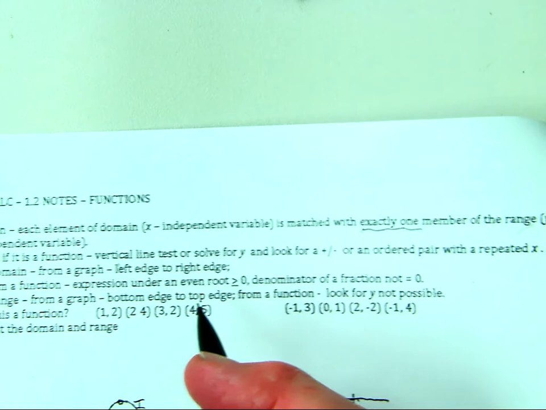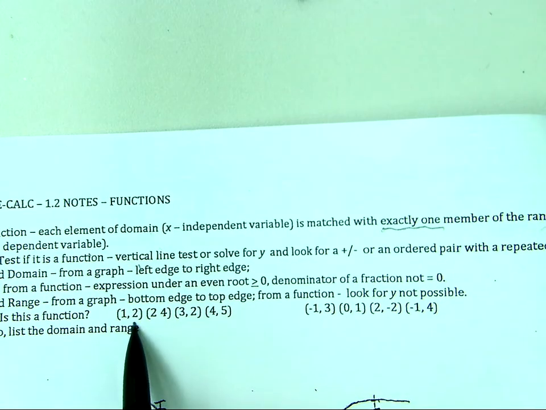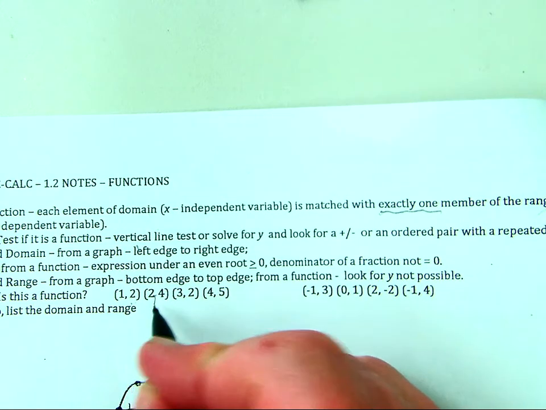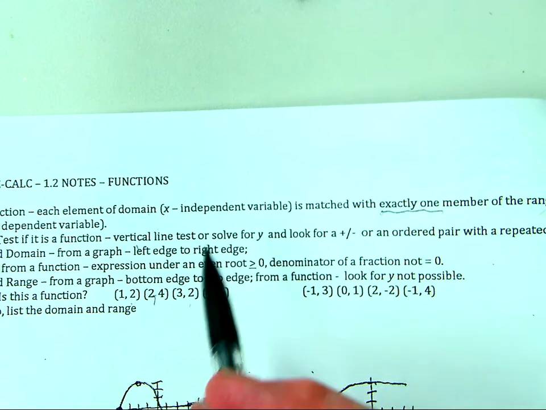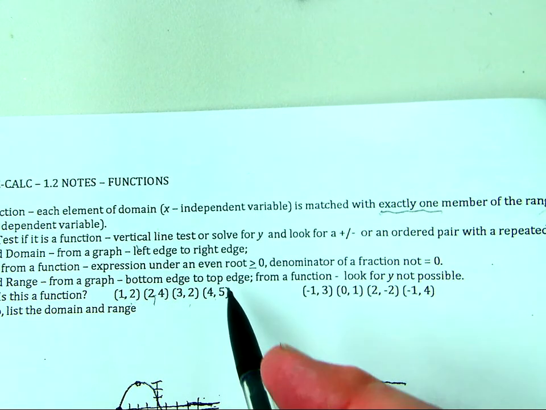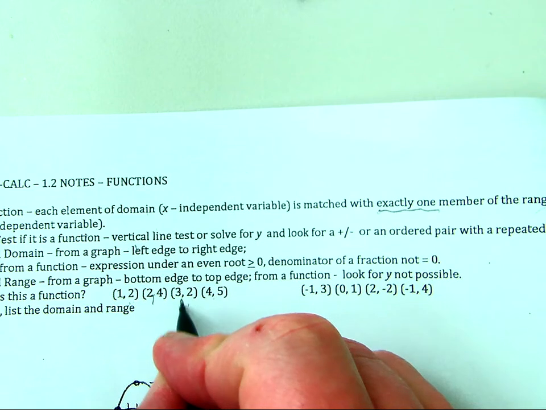Here are some determinations of function, like this one here. If I gave you this set of ordered pairs, (1, 2), (2, 4), (3, 2), (4, 5), is that a function? Well, look at the x's: 1, 2, 3, 4. None of them repeat, so this is a function.